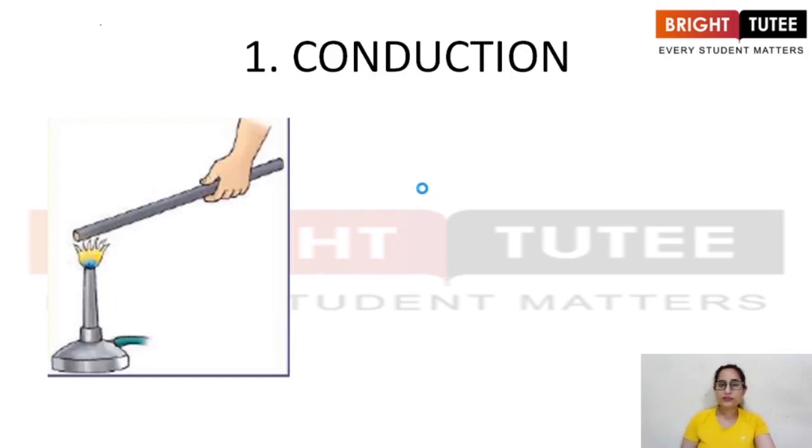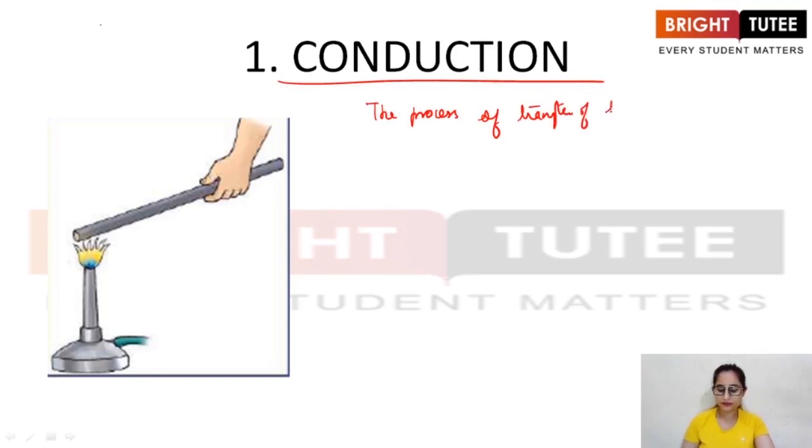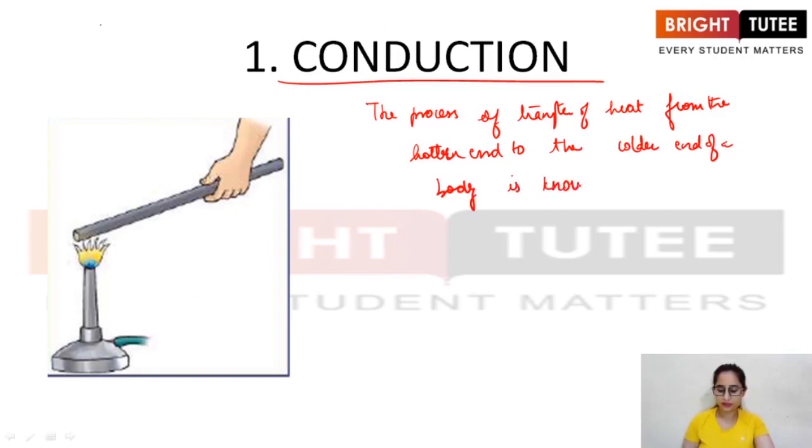The first mode of transfer of heat is conduction. In conduction, basically what happens is the process of transfer of heat from the hotter end to the colder end of a body is known as conduction. What is conduction? Conduction is the process in which heat from one point of a body reaches the other point of the body. That is conduction. So what is happening?